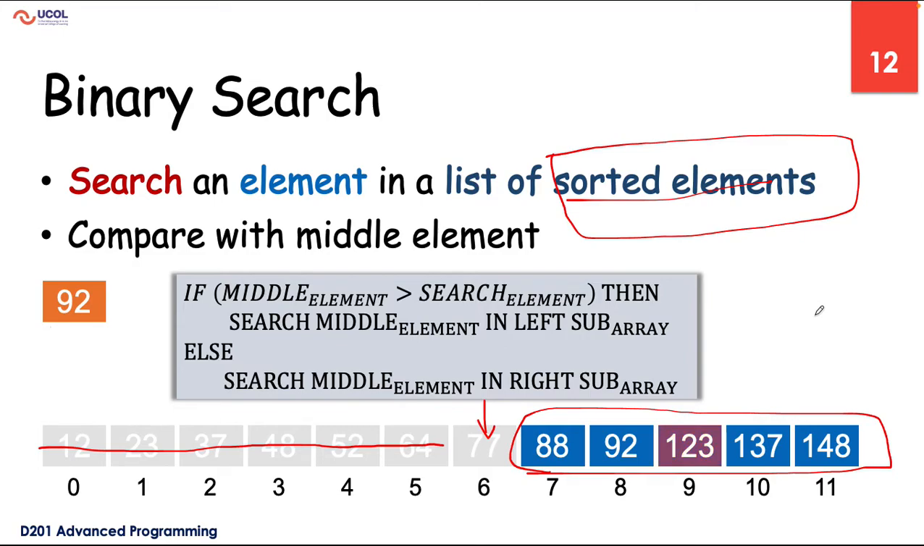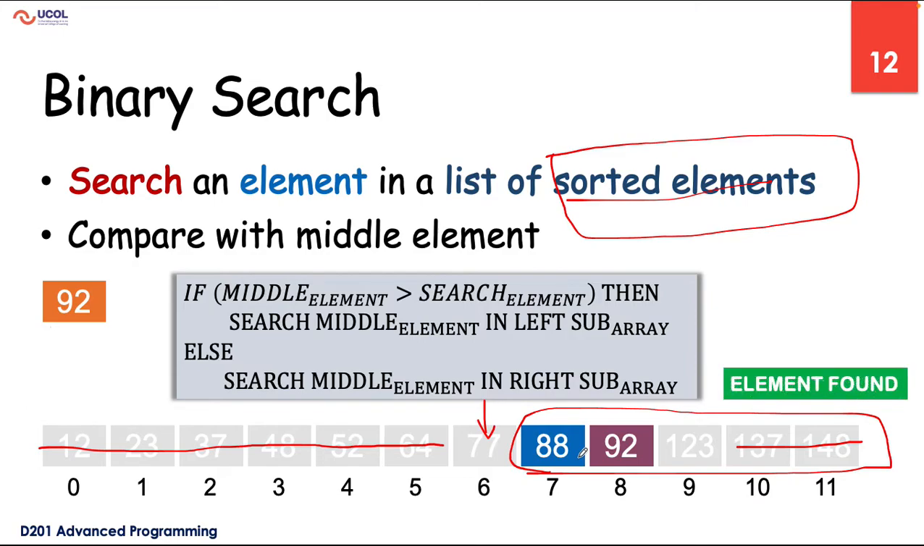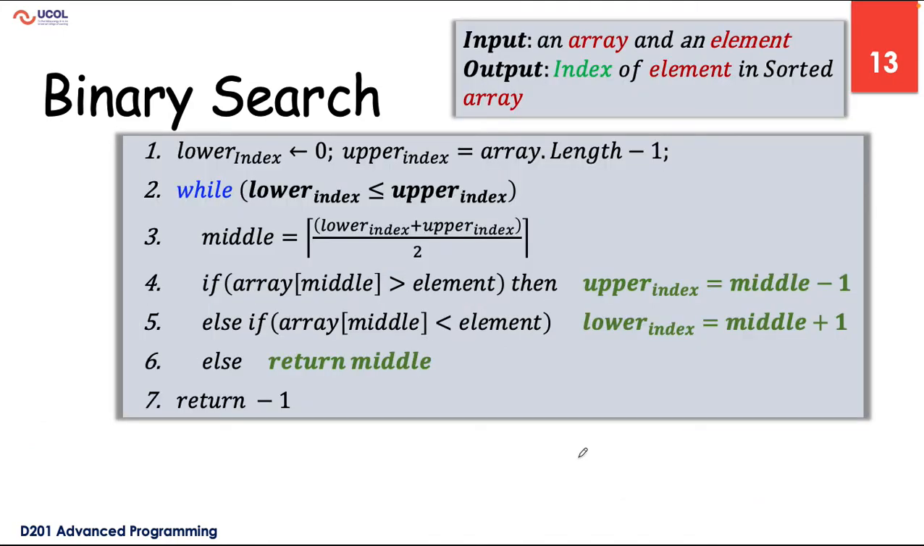and again we find the middle element, which is 123. Now this element is less than that, it means this part will go away, and we only need to find it in these two. So in this way, we again find the middle element, and if it is 92, when compared, the element is found, because now they are equal. If they are equal, we found it. And this is the example, this is the complete algorithm that we have here.